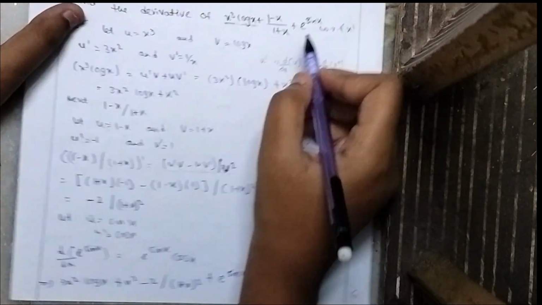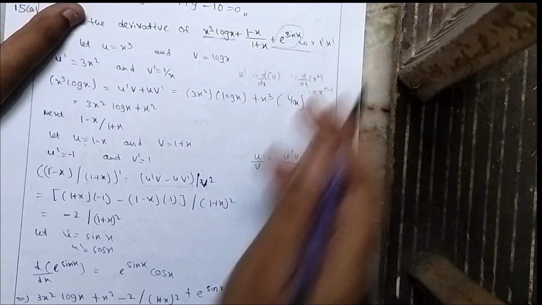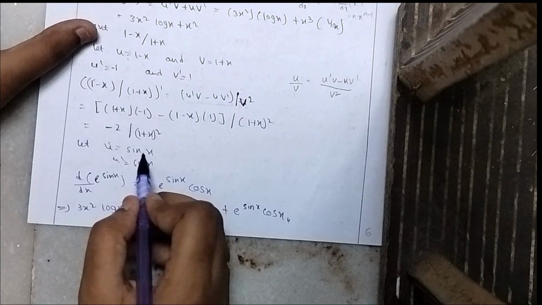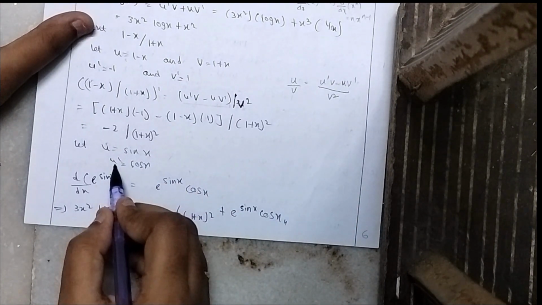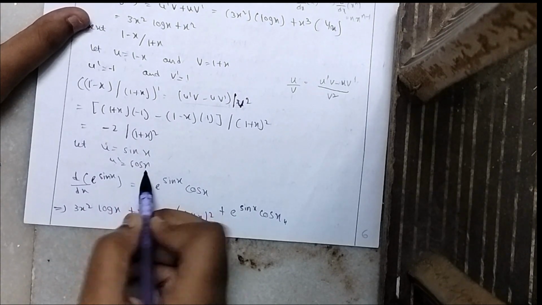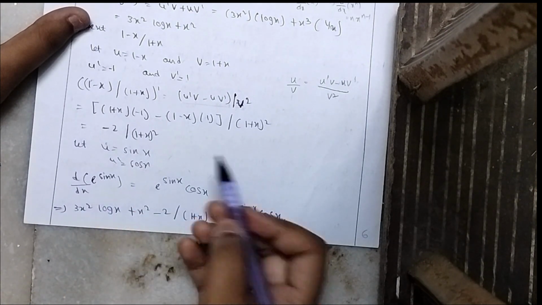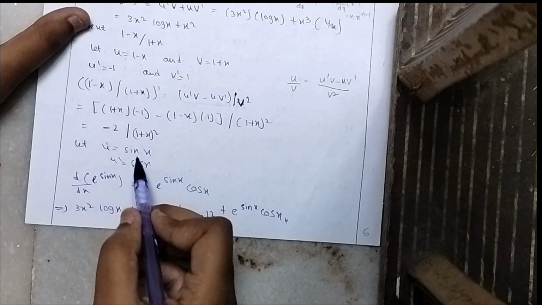Now taking this value, e^(sin x). So u equals sin x. Now u' equals d/dx of sin x, which is cos x. So d/dx of e^(sin x) is e^(sin x) times cos x.